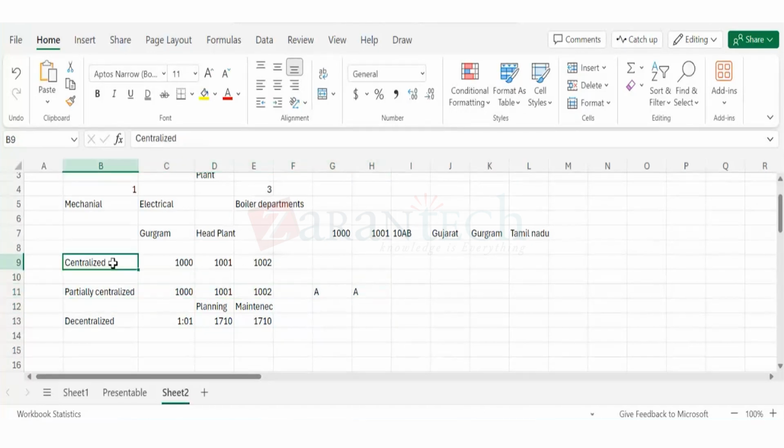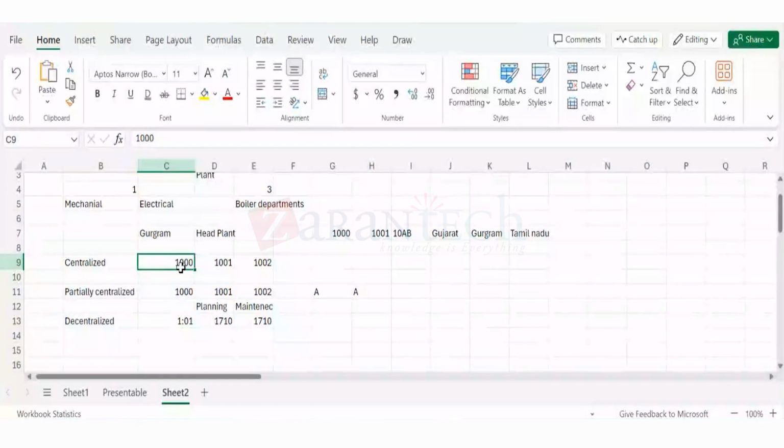So again, what is centralized planning? Centralized planning is where there is only one decision maker. There is only one decision maker for everything. That is centralized planning. You will have to reach out to the head offices or the maintenance planning plant for every decision. That is the centralized planning.